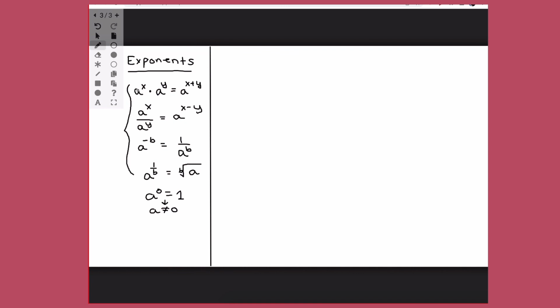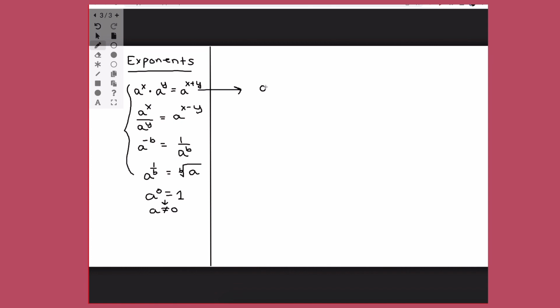So also you shouldn't try to memorize these. You should try to understand how it works. So I'll just show you guys how the first example works, and then you could try the rest of the rules out on your own.